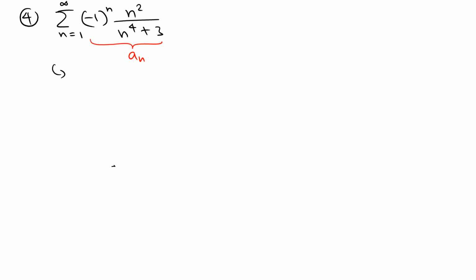Number 4, this one: sigma n going from 1 to infinity of negative 1 to the n, times n squared, divided by n to the 4th power plus 3. Now you can see that this is an alternating series. Since the terms change sign, we can say the series is alternating.